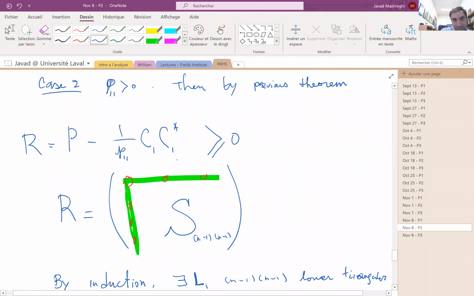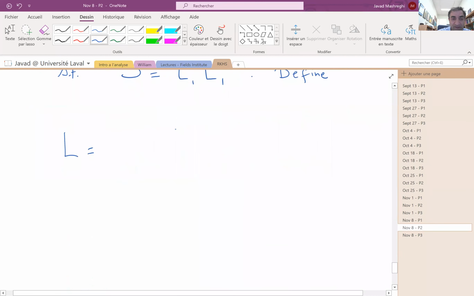From this, you see what is your first column. Note that P11 is positive. So instead of P11, we can write the square root of P11 squared. So we give one of them to C1, one of them to C1 star. So our first column here would be 1 over the square root of P11 times C1. This is the first column here.